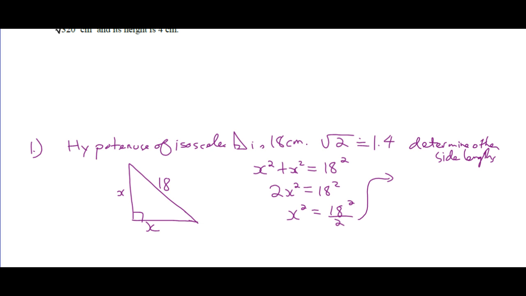So what's x equal to? The square root of 18 squared over 2. So x is the square root of this thing. Okay, now we know the way radicals work, so x is equal to root 18 squared over root 2. What's the square root of 18 squared? 18.